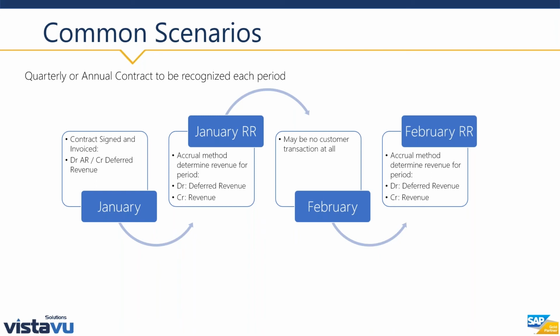And then February comes along, and maybe there's no customer transactions. And then we run revenue recognition, and revenue recognition is going to work exactly the same in February as it did in January. If that contract is still in play, it's going to keep drawing down on that revenue deferral, and it's going to credit your revenue.